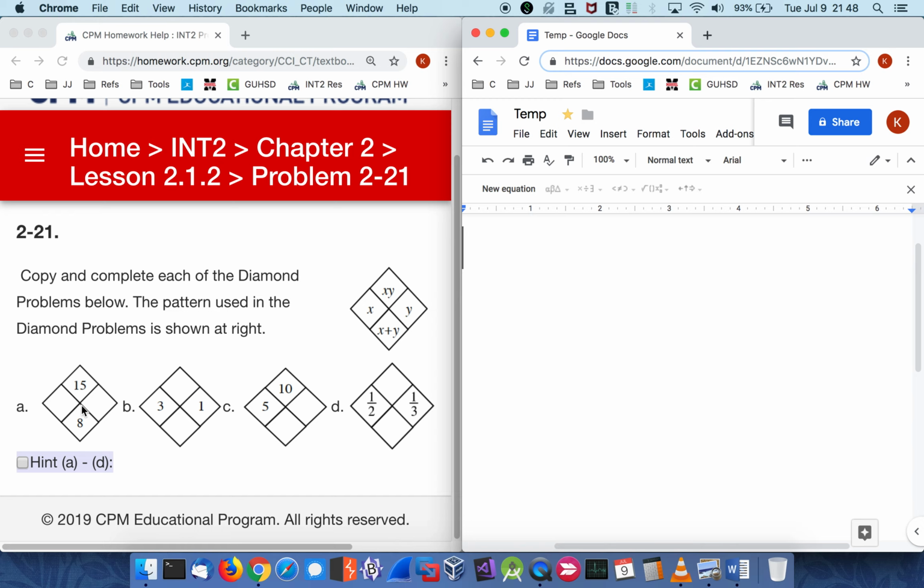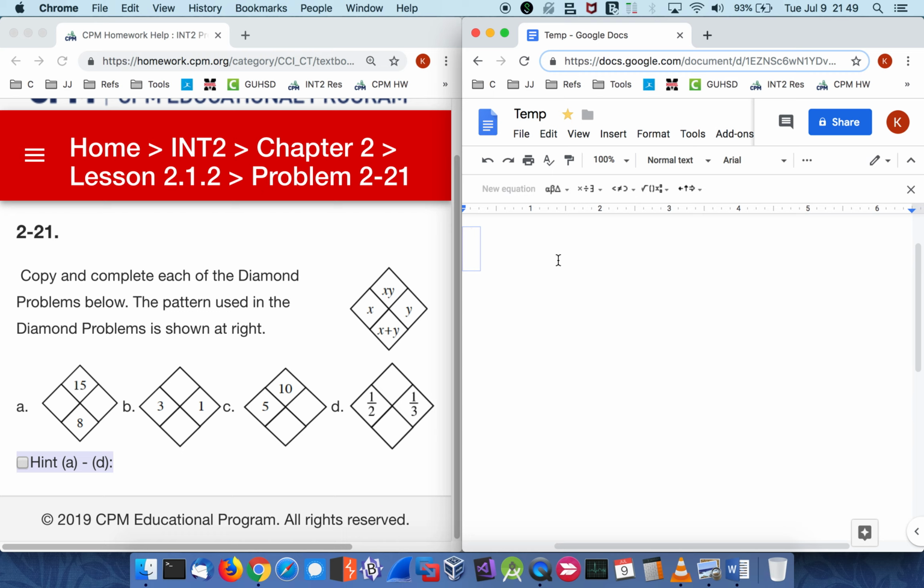So this first one, we've got 15 and 8. So I guess here's the diamond problem pattern that they give us again. We know that whatever these two numbers are over here, they have to sum up to 8, and they have to multiply to 15. Well, lots of different numbers can add up to 8, but there's only a couple numbers that will be able to multiply out to the 15. So what are those numbers?